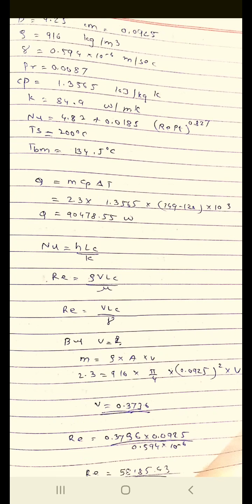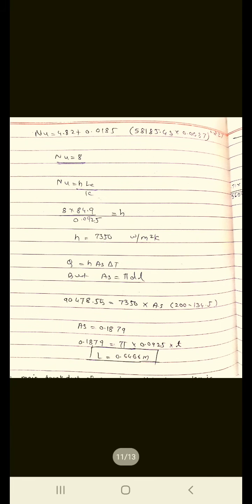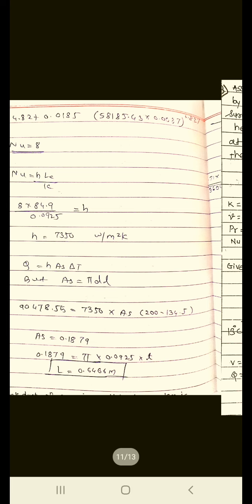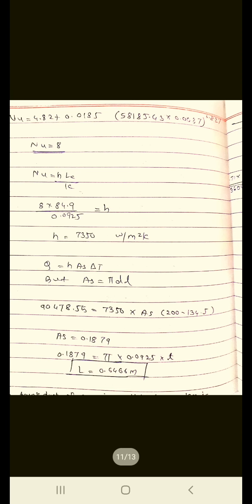Using this relation, we will get Reynolds number as 58.85. Nu is equal to, using the correlation, 4.82 plus 0.0185 inside the bracket Re into Pr raised to 0.827. Put all these values and we now get Nu. Once we get Nu, the Nusselt number, we know that Nusselt number is equal to h Lc divided by K. Put all the values, the only unknown is h, so we will get h.